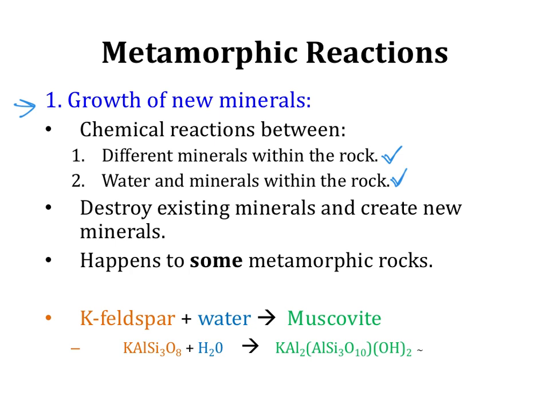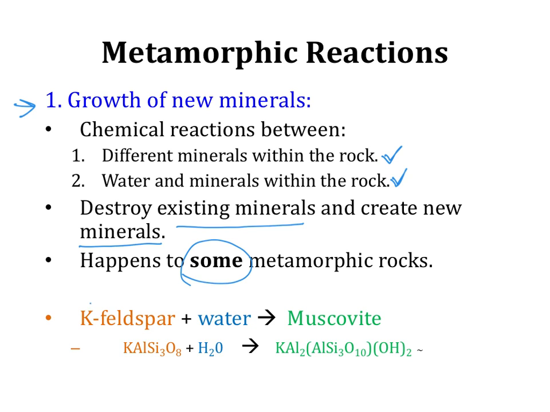Normally, water would not react with minerals in this kind of way, but we are talking about increasing the temperature and pressure above 200 degrees C, and at that point, the minerals become more reactive. So this can destroy existing minerals and then create new minerals. It does not happen to all metamorphic rocks. Okay, just some metamorphic rocks experience the growth of new minerals.